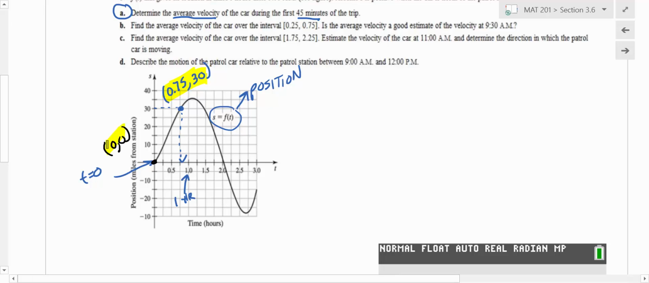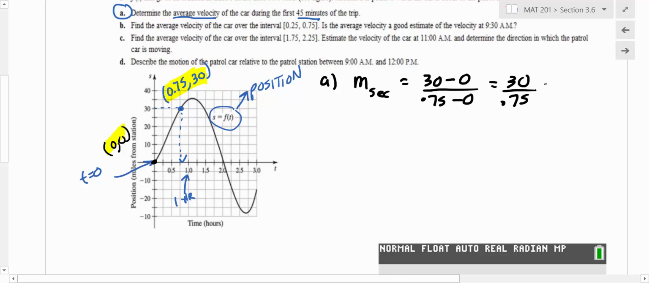Now, we've already learned this. We've talked about this a lot. How do you find average velocity? It's the slope of a secant line, right? It's not instantaneous like a tangent line. So on part A, you're just doing the slope of that secant line that goes through those points. You apply the slope formula. So that would be 30 minus 0 over 0.75 minus 0. So that's 30 over 0.75.